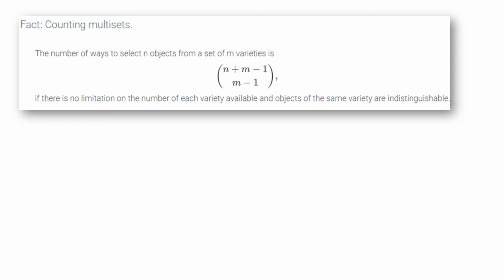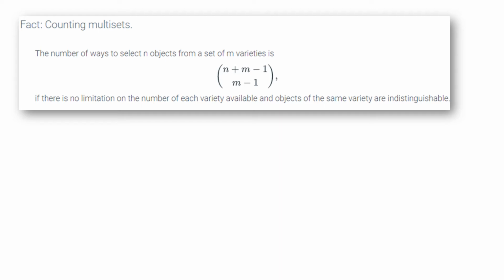So here we have just come up with this formula by reasoning out this first example with the 12 cookies. The number of ways to select n objects from a set of m varieties is what we just saw: n plus m minus 1 choose m minus 1.